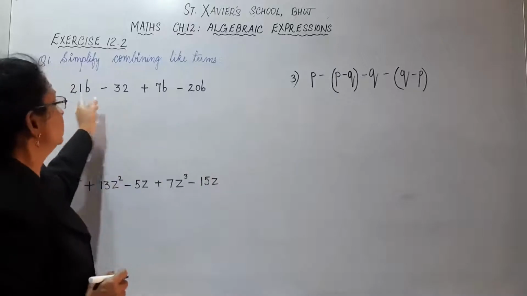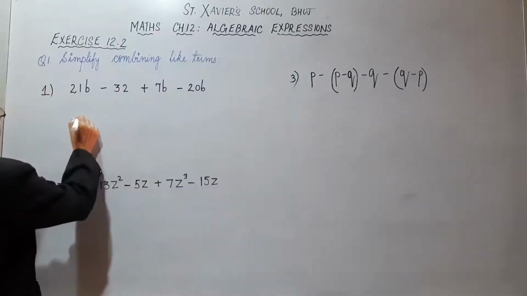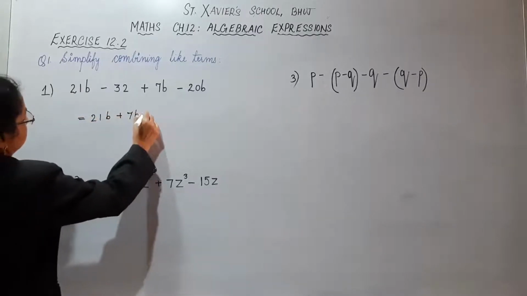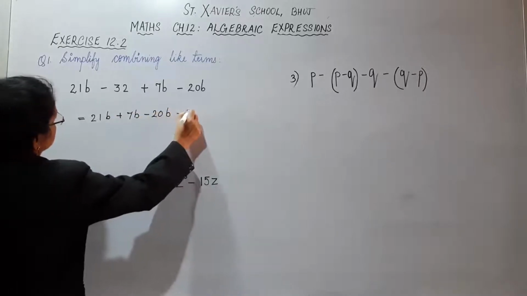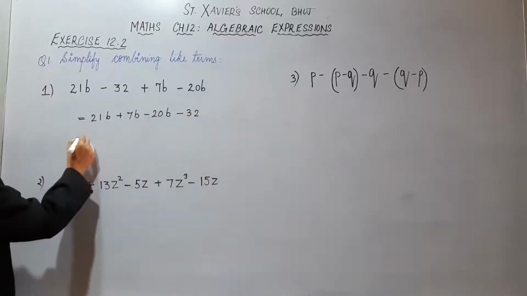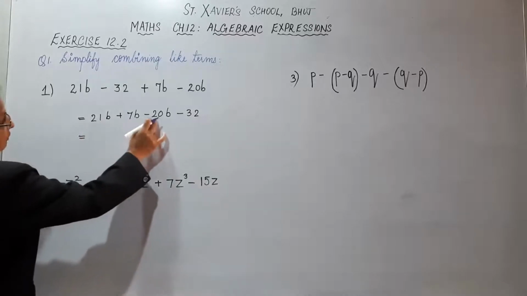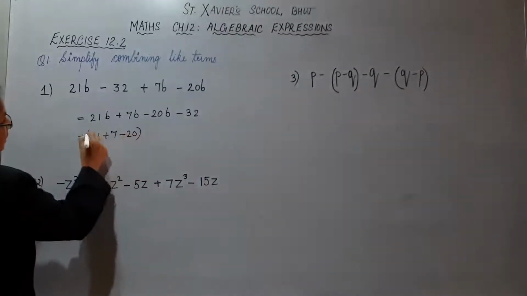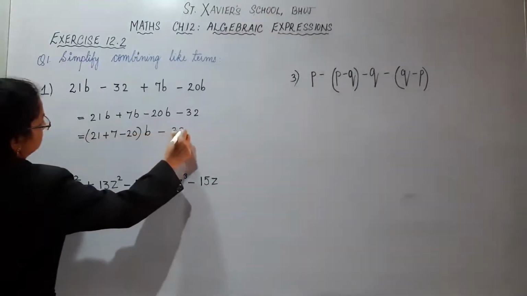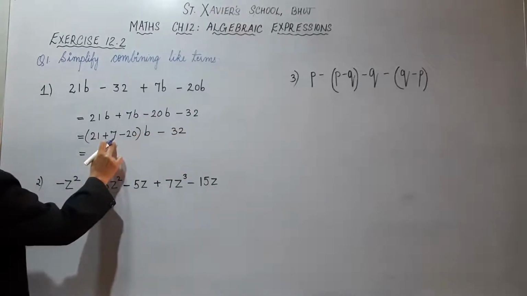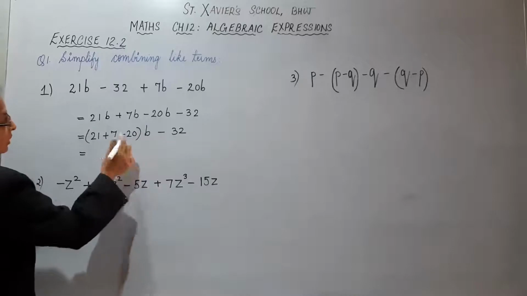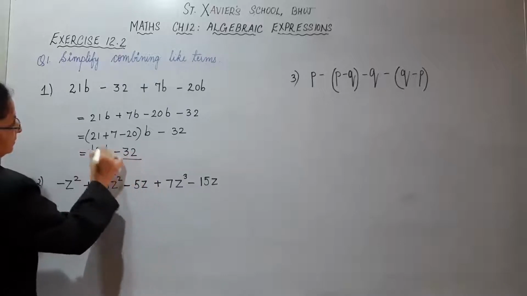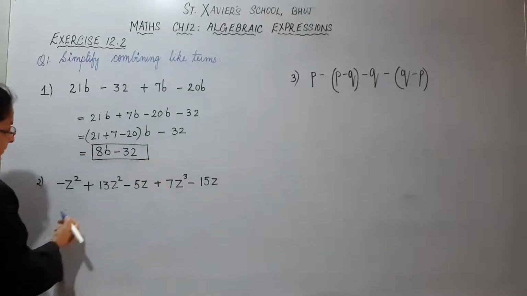But while taking, we have to take the signs along. 21b plus 7b minus 20b minus 32. That is, we have to solve the coefficients first. 21 plus 7 minus 20b minus 32. 21 plus 7 is 28, minus 20, 8b minus 32. That is the answer. I hope it is clear.